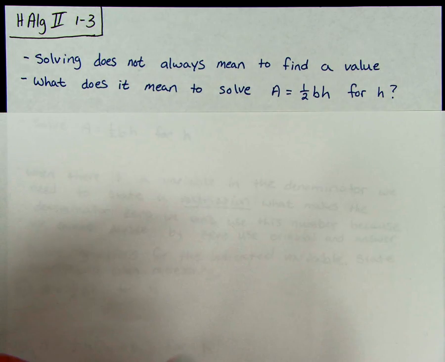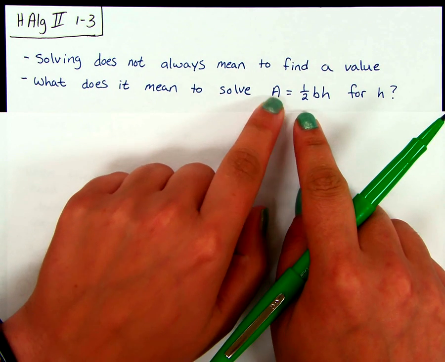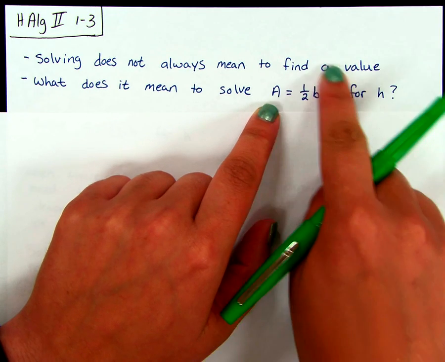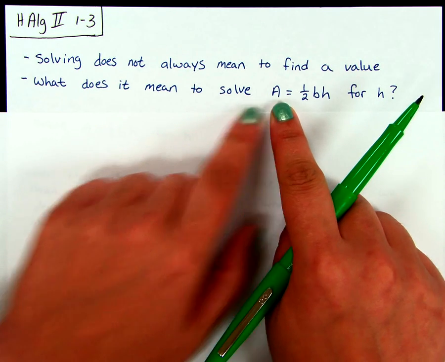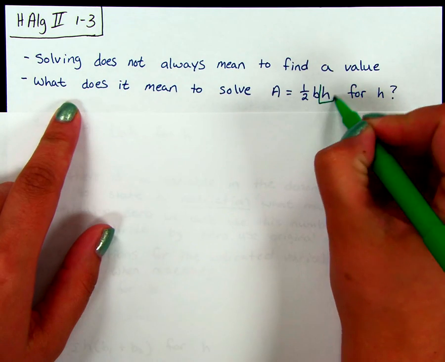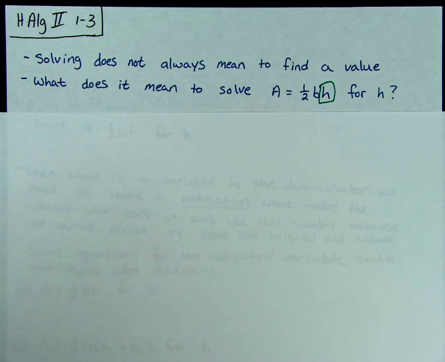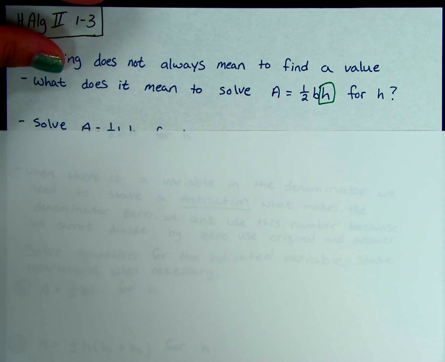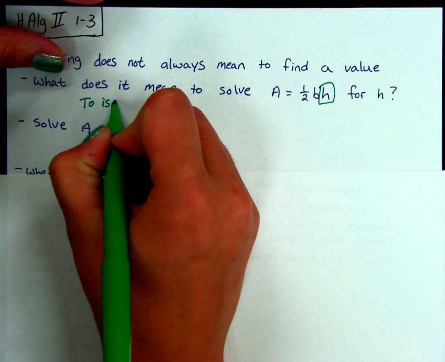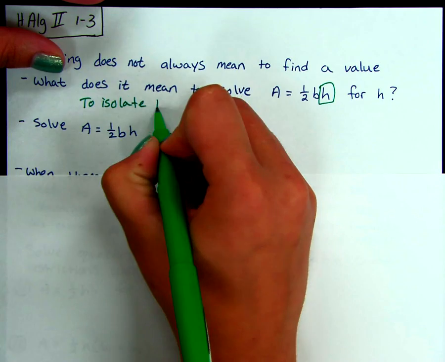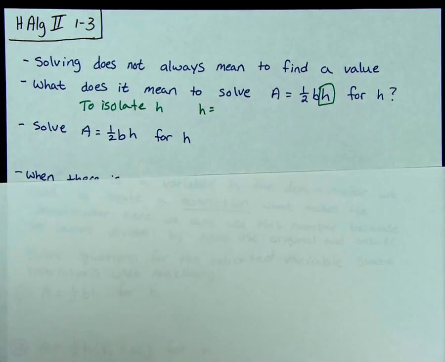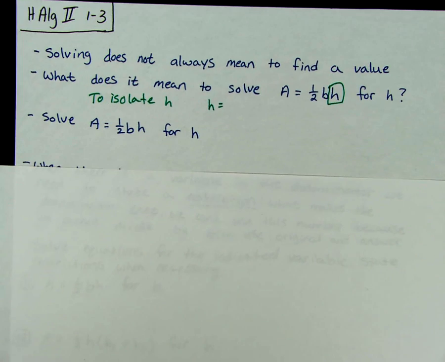So right now, if I'm just looking at this equation, A is what the equation is solved for. So this is the solution for A. Now this is asking us about h. So here's my h. If we're solving that, that means to get h by itself, to isolate h. So we want h equal to something. So let's go ahead and actually do that.